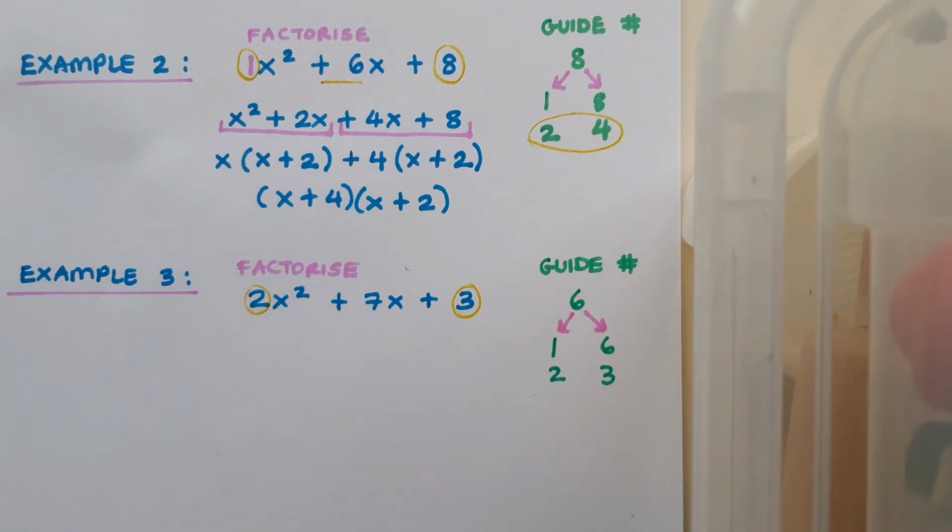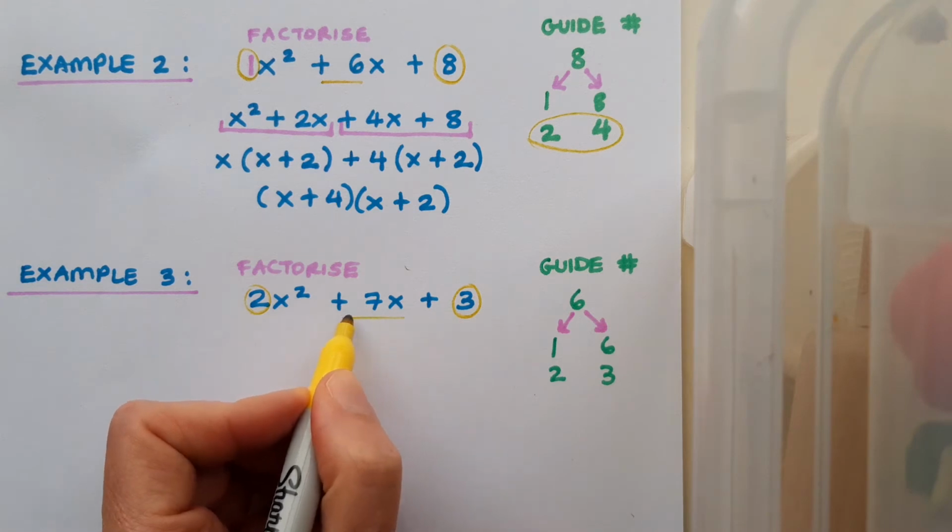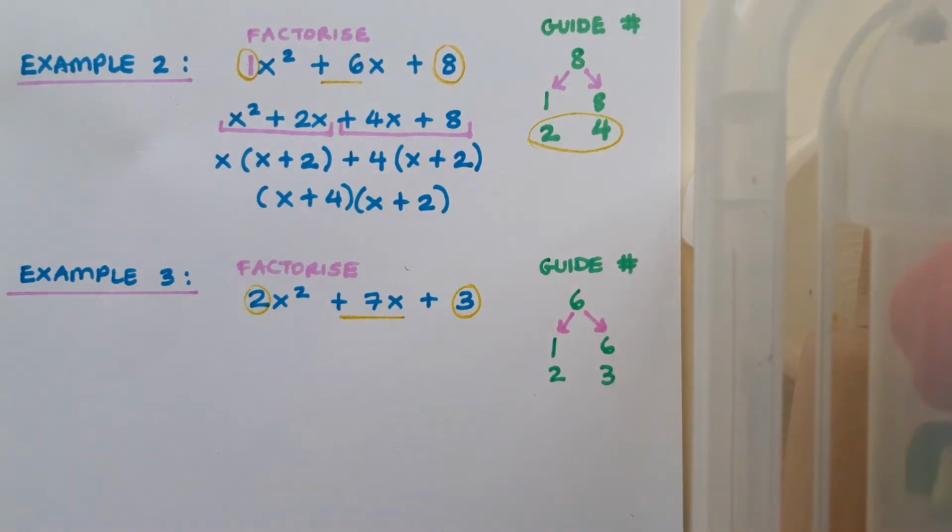I could get 1 by 6, or I could get 2 by 3. So I need to make a decision about which is the best set of factors to use, and I'll make that decision by looking at the middle term in my quadratic. So I'm looking at that 7x. So I think, which of these pairs could I use to make 7? Well, it's clearly the 1 and the 6, because 1 and 6 makes 7. So I'm going to split the 7x now up into 1x and 6x.